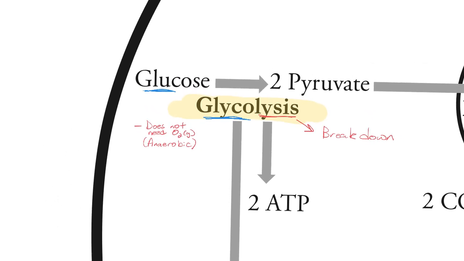So glucose has 6 carbons. You break it into 2 what? 6 carbons gets broken down into 2 what? 3 carbon molecules. That's all there is to it. Again, glycolysis is all about taking this 6 carbon molecule called glucose and breaking it down to 3 carbon molecules. 6 divided by 2 is 3.